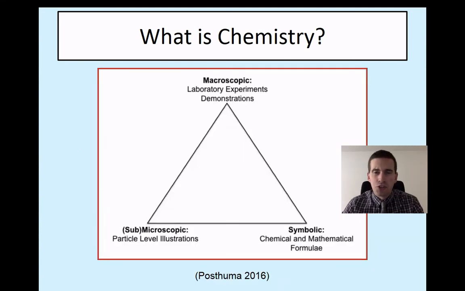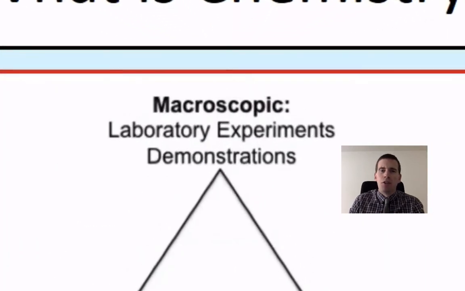Now, Alex Johnstone, back in the 90s, came up with what has been called Johnstone's triangle. And this looks at the three different sort of areas of chemistry. So we have the macroscopic, which is what I've just mentioned. It's what we can see and touch. So for instance, laboratory experiments.